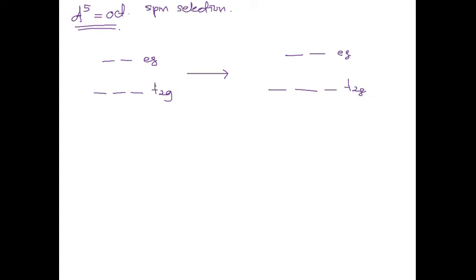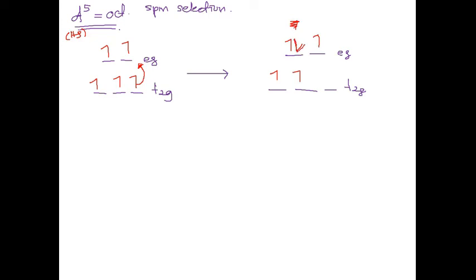So if you arrange D5, for example, this is a D5 high spin complex, you arrange 1, 2, 3, 4, 5. And then it can excite. So if this electron is excited, it goes up. So what happens? This will happen, because this one is already full, so it cannot go up anymore. So it goes down like this.